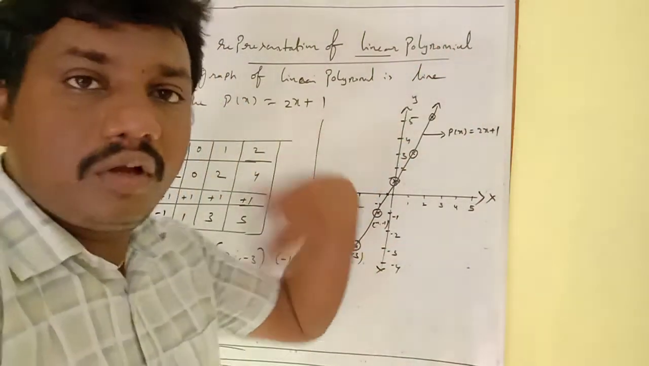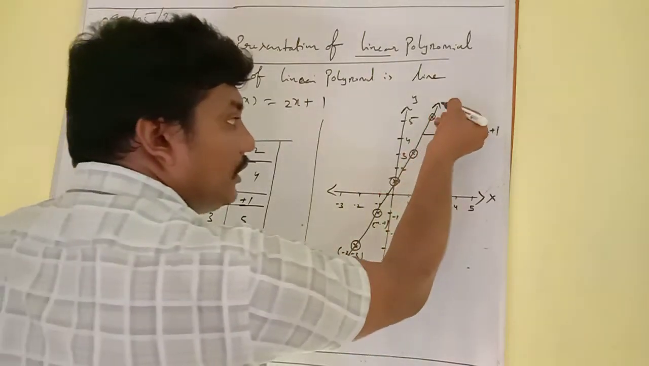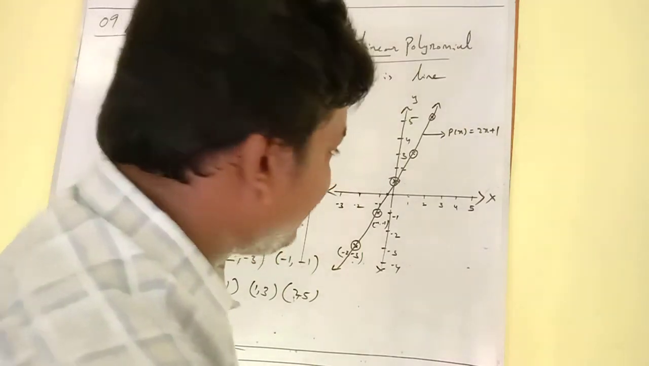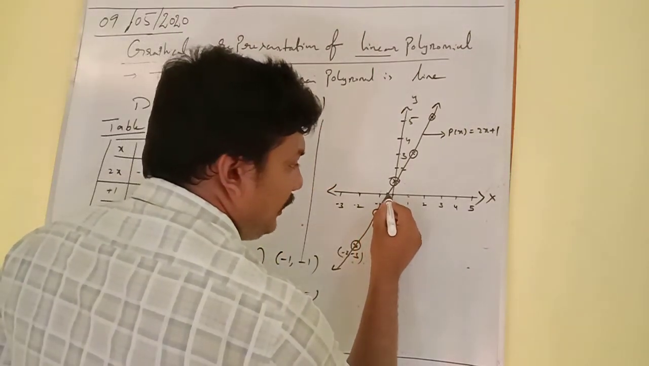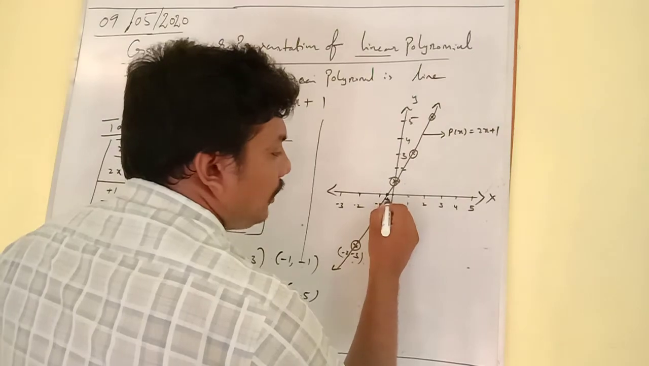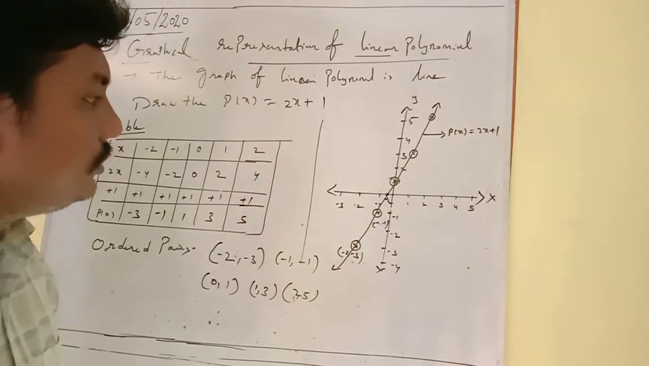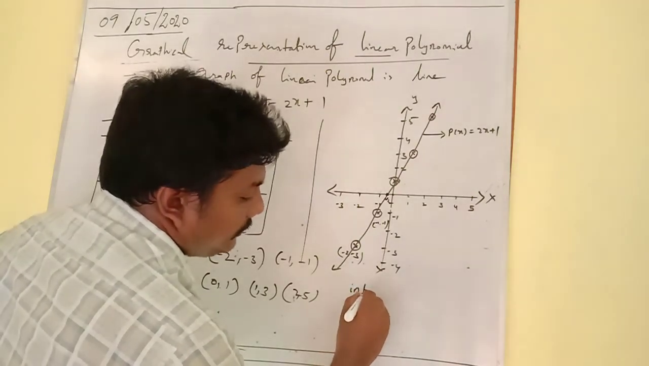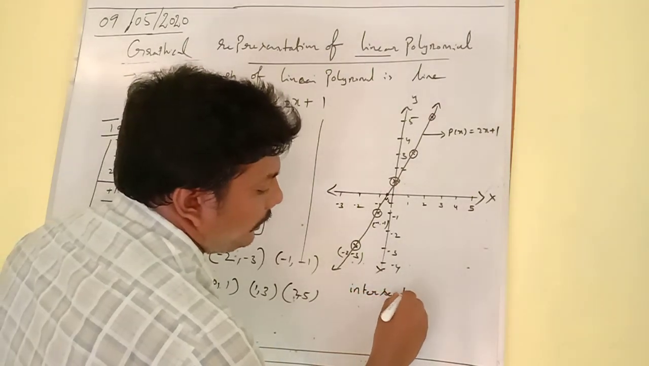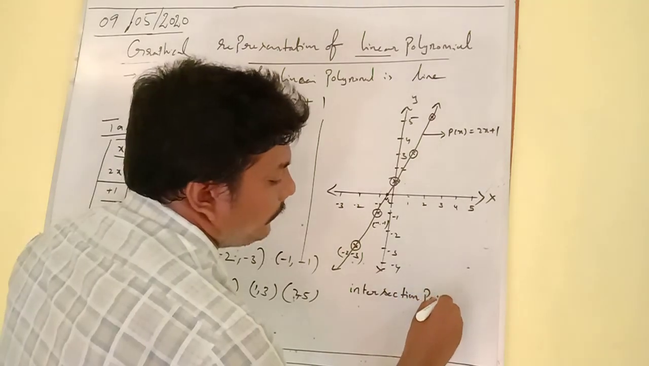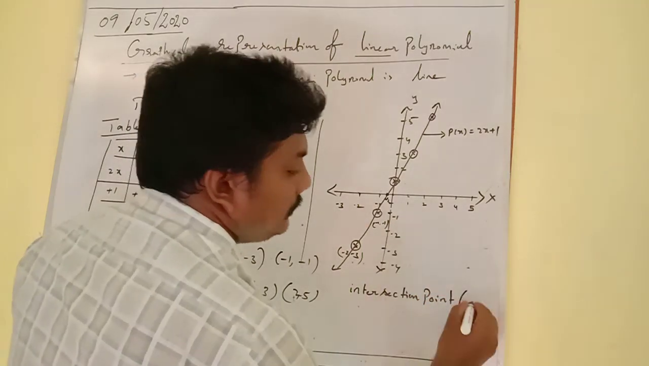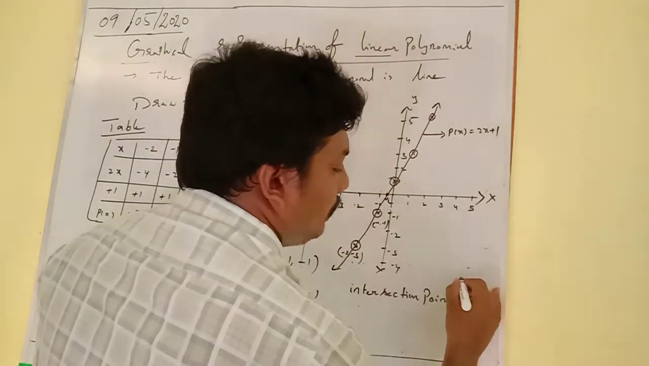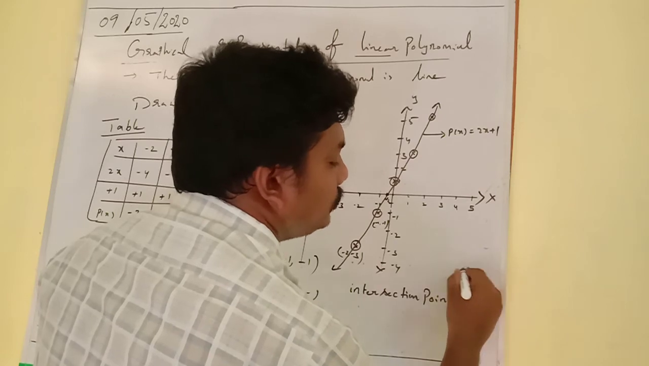Now, what is the zero of the linear polynomial? It is where the graph of p of x is equal to 2x plus 1 intersects the x-axis. Where does it intersect the x-axis? At minus half. So the intersection point is minus 1 by 2 comma 0, or you can take it as minus 0.5 comma 0.